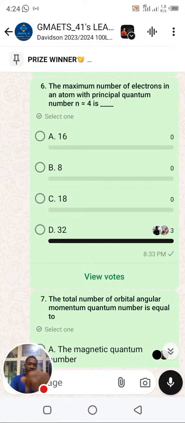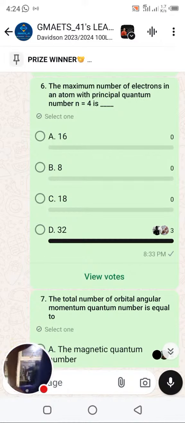Now the n value was given here, and you can see it is 4. So all you have to do is 4 squared, which gives you 16. Multiply that 16 by 2, and then you're going to get 32. So the correct answer is 32.